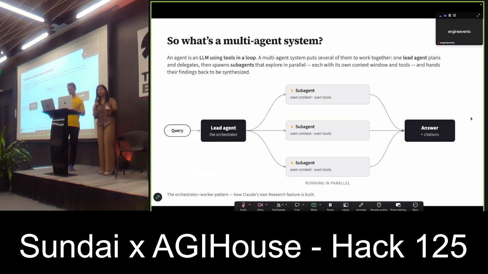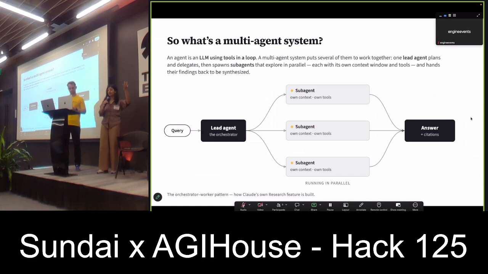What actually is a multi-agent system? An agent itself, right? A simple agent is an LLM using tools in a loop. It thinks, it might call a tool, it could read a result, revise itself, and then ultimately return some output or decide what to do next. A multi-agent system is several of these things working together in tandem.